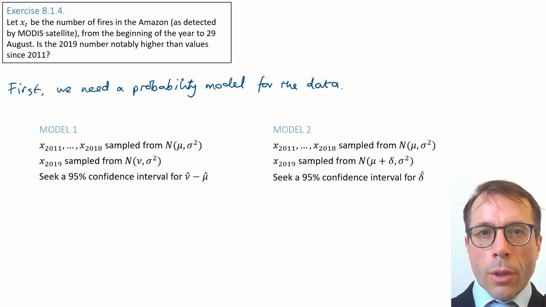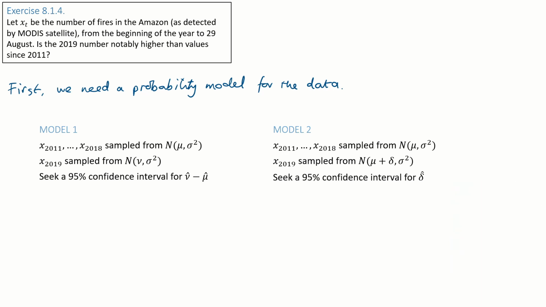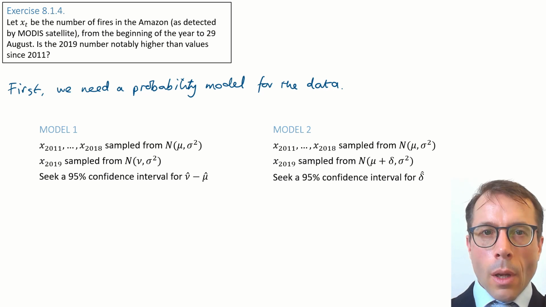Now, have a look at model 2 on the right. This one's a bit different. It says that the values from 2011 to 2018 are sampled from normal of mu, sigma squared, same as the left-hand model. But then it's got a different equation for the year 2019. It suggests normal of mu plus delta, sigma squared, and then tasks us to find a 95% confidence interval for delta hat.